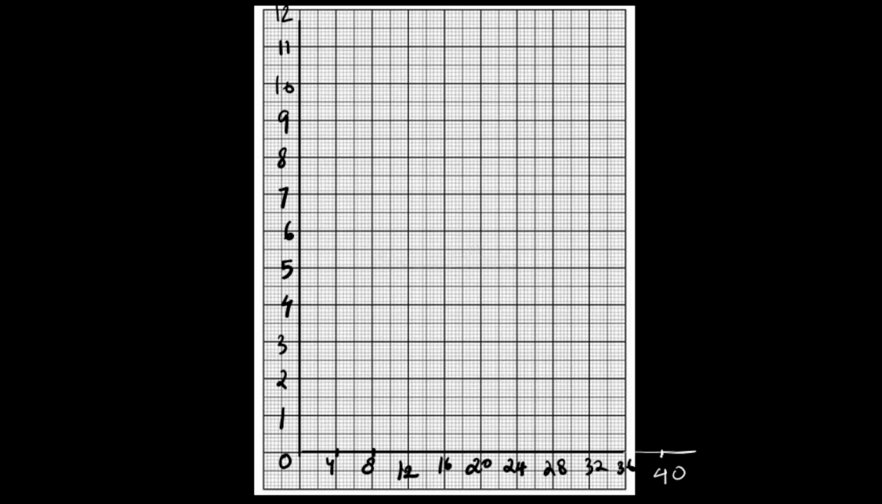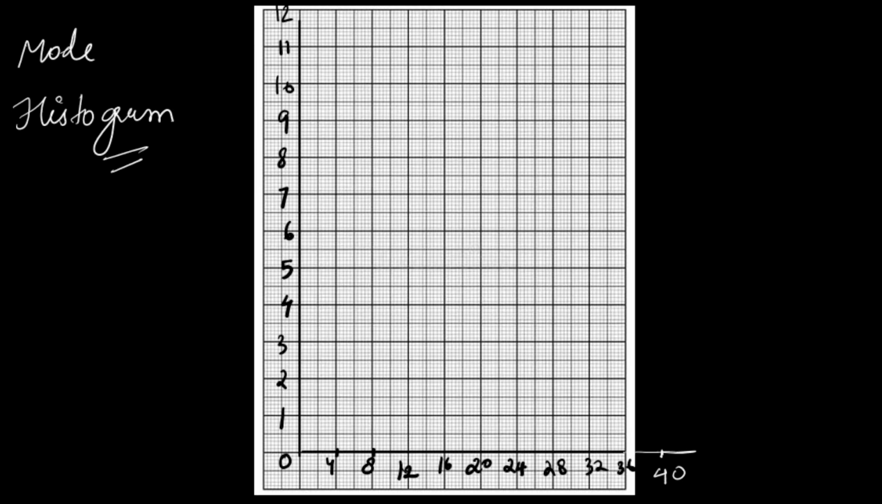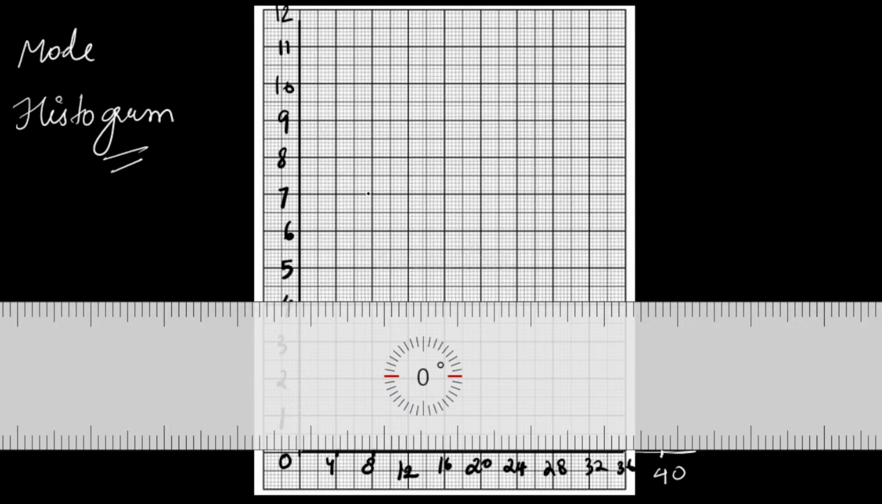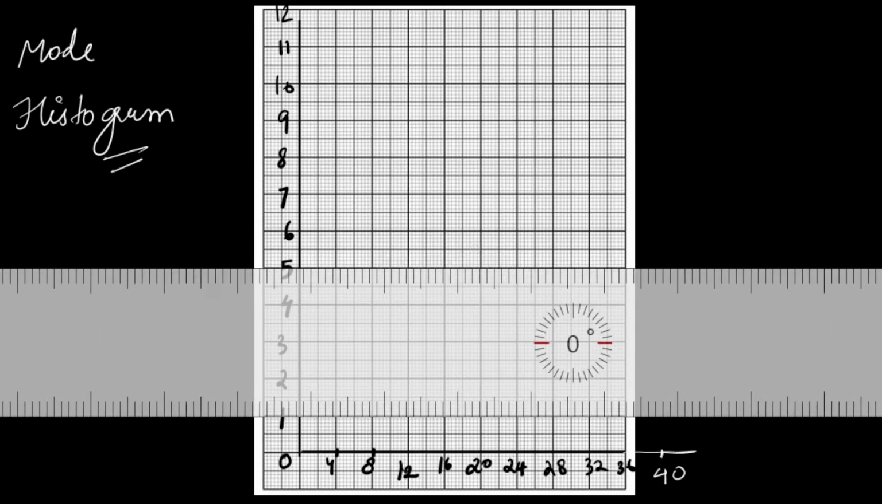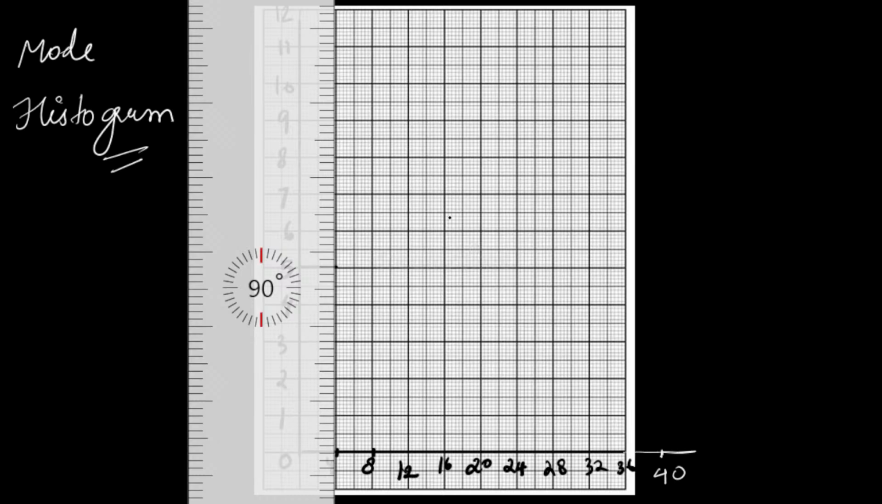Like a bar histogram we need. For mode, we have to draw a histogram. This you have to remember. I want you people to draw along with me. Yes, so 0 to 4 is 5. With the help of a scale you have to draw these bars. One bar you have to draw till 5, for 0 to 4. So 0 to 4's frequency is 5, so I have to draw one bar till 5.